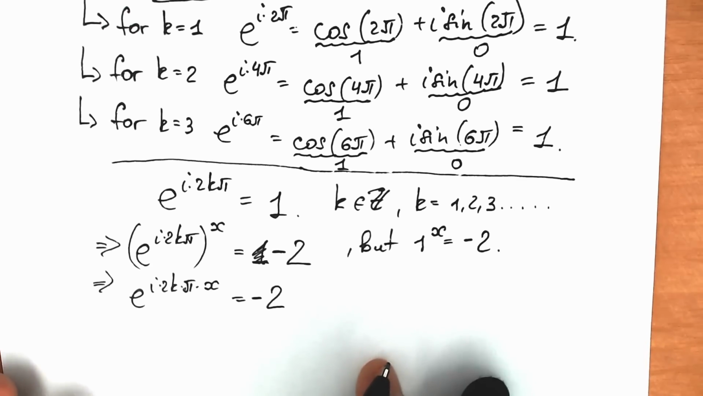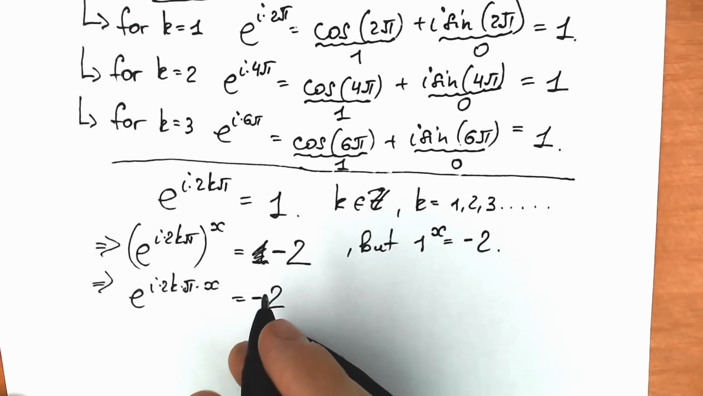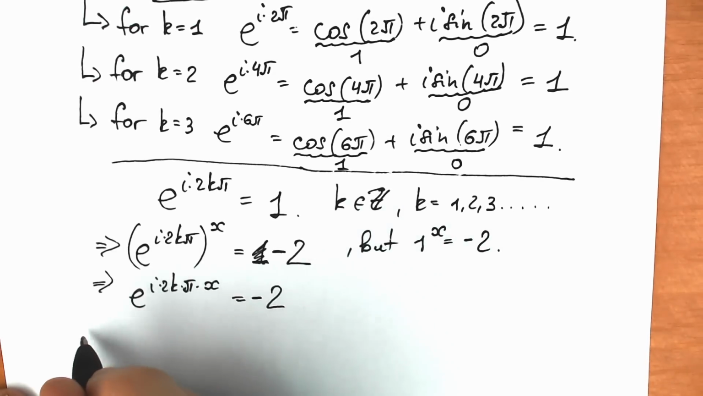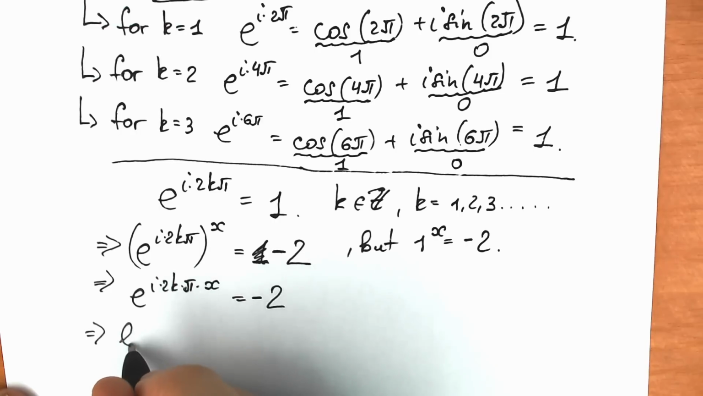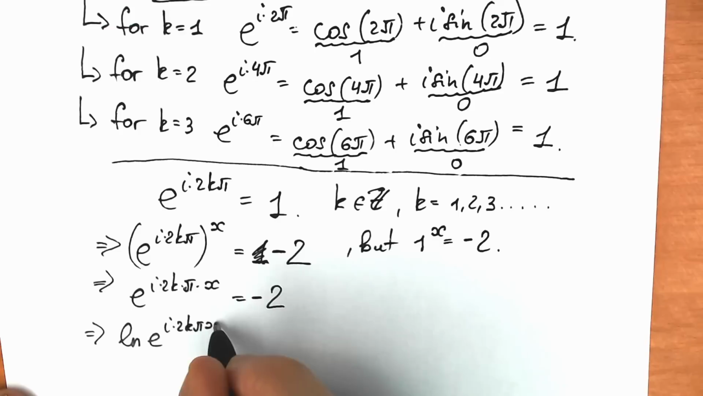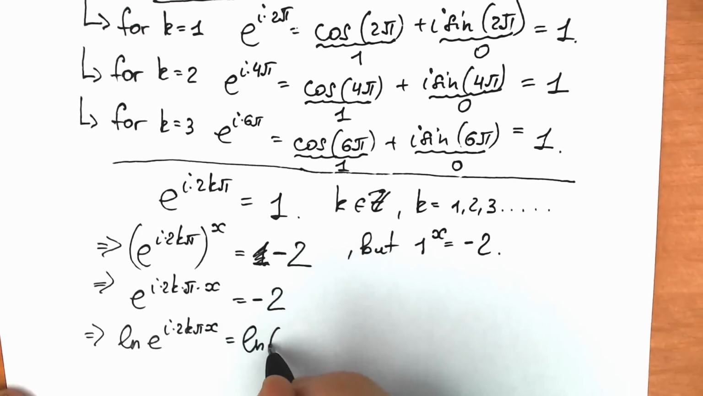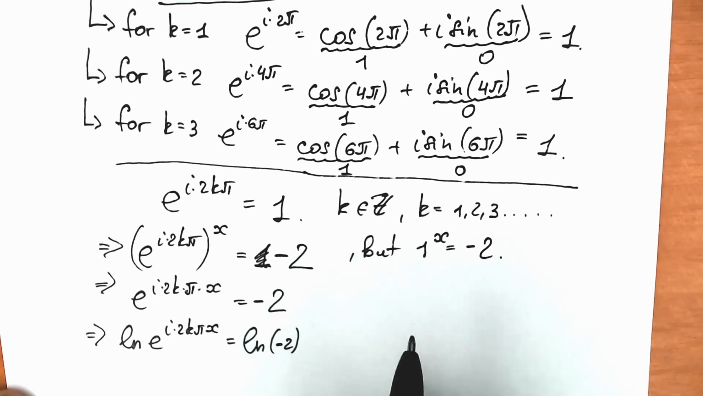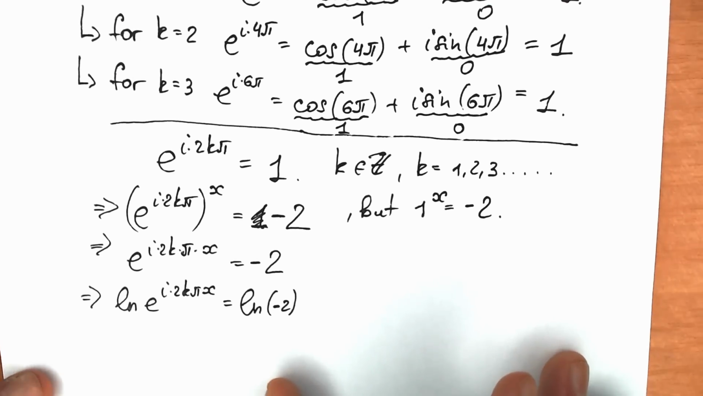All right, right now let's apply natural log on both sides. So we are talking about the natural log of e to the power I times 2k pi x equal to the natural log of minus 2. I hope you understand it. We just apply natural log on both sides.